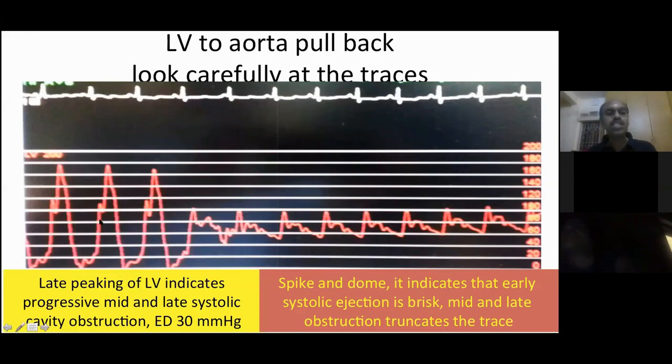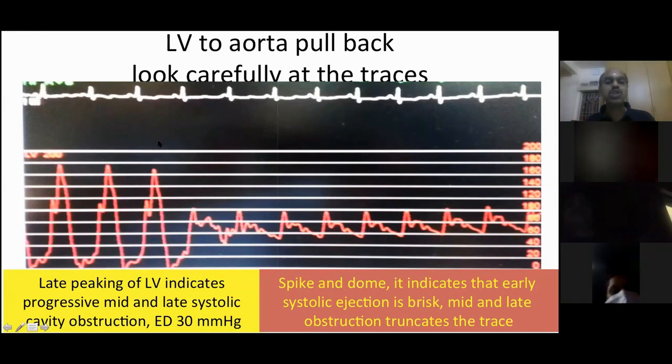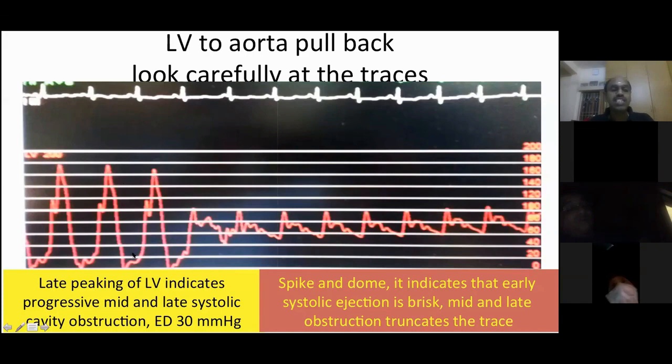When you look at the pressure trace from LV to aorta on pullback in hypertrophic cardiomyopathy, the left ventricle peaks in late systole, because in late systole, the gradient becomes more and more severe with progressive LVOT obstruction. So this is a late systolic peaking. This left ventricle is not tolerating that, so the end diastolic pressure is going to 30 millimeters of mercury.